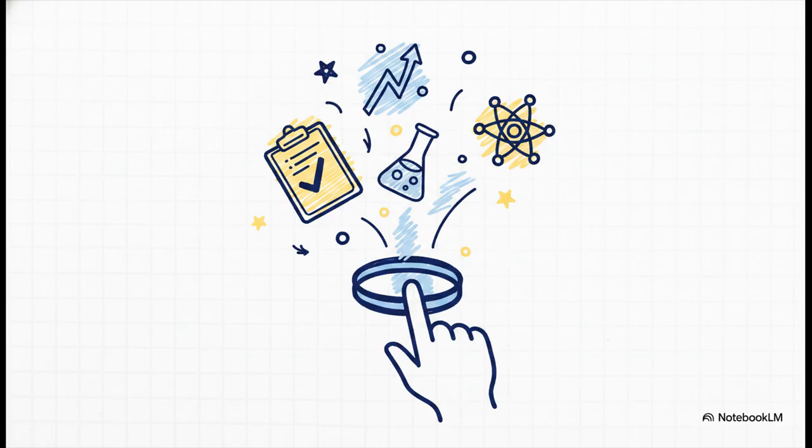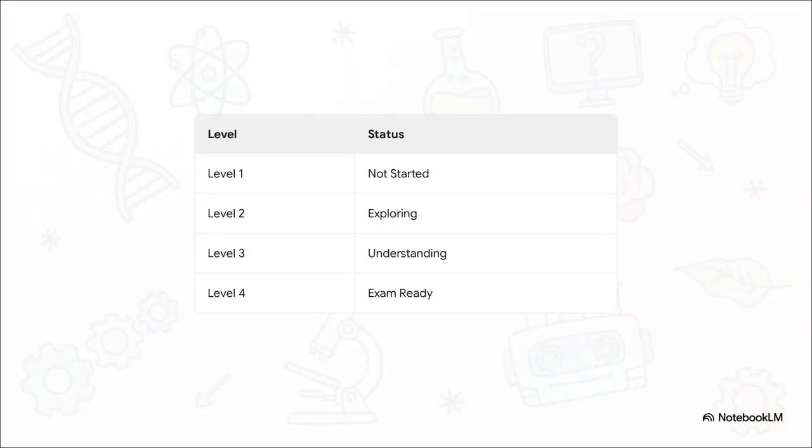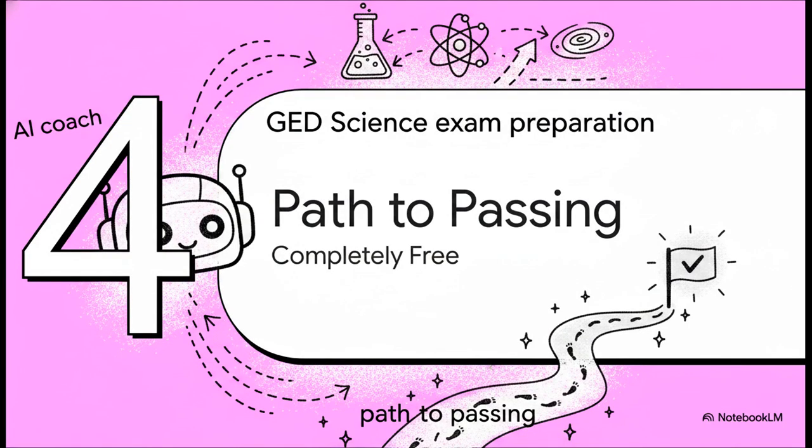And check out how this builds your confidence over time. You get a personal dashboard that tracks your progress across all 13 topics through 4 mastery levels. Not started, exploring, understanding, and finally, exam ready. It's like a game where you always know exactly where your gaps are. And when all 13 topics hit exam ready, you know for a fact you've got what it takes to pass. Section 4. Your free path to passing.